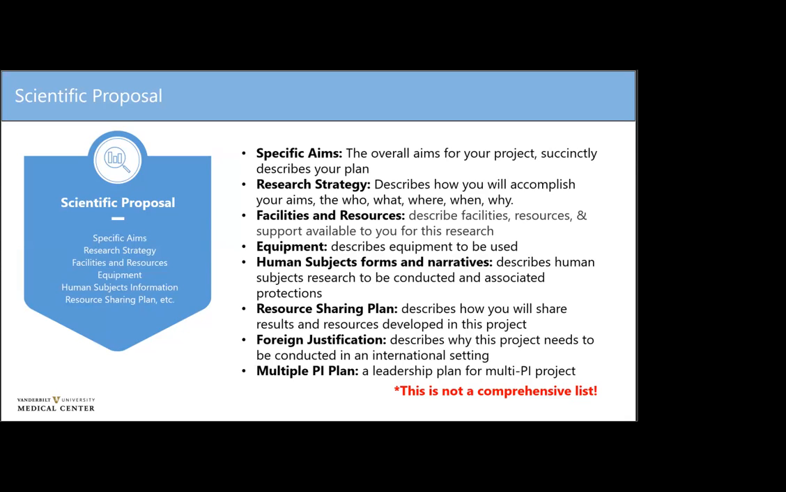Specific aims describes the overall aims for your project. For NIH, this document is just 1 page long. The research strategy describes how you're going to accomplish those aims. So this is the who, what, where, when, why of the application. For NIH, this document is 12 pages.